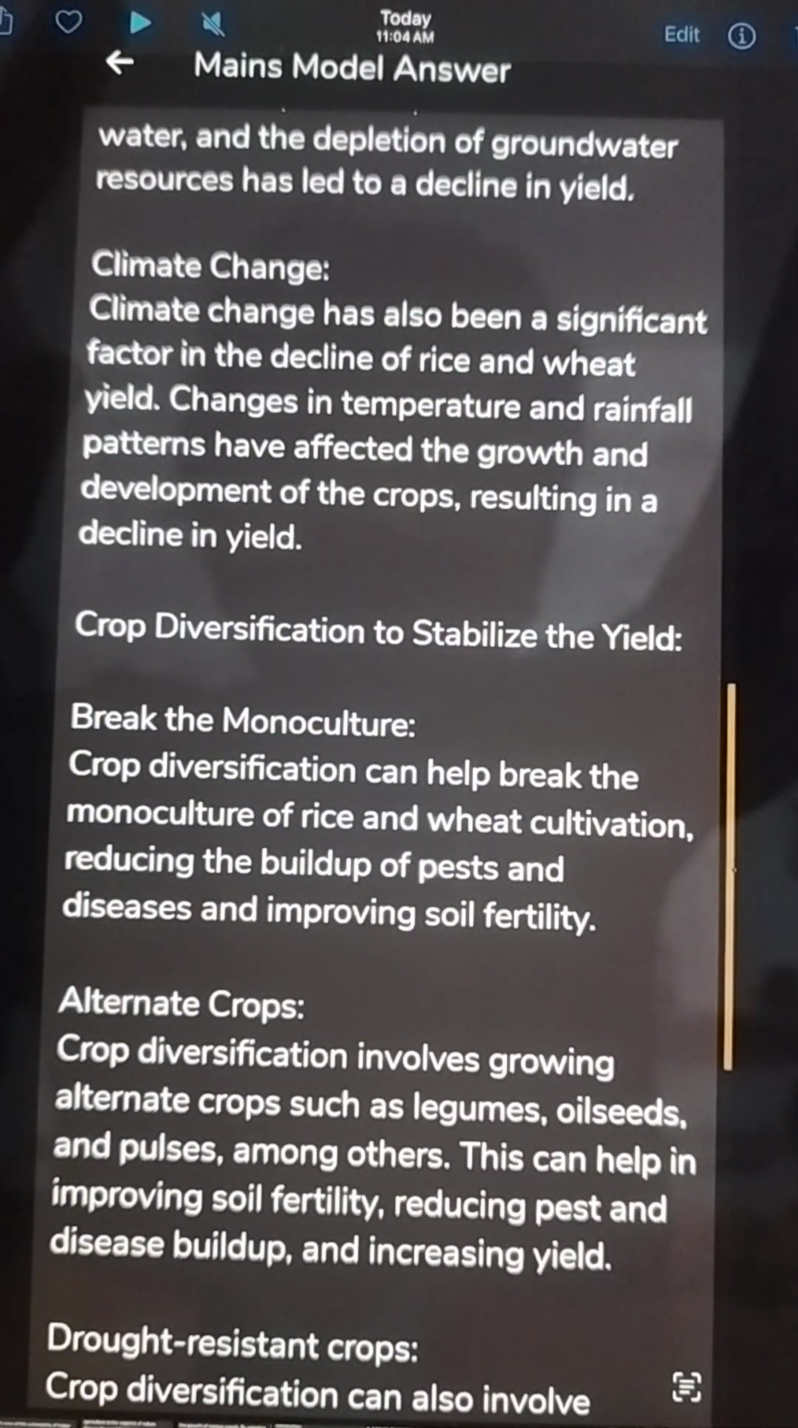Then crop diversification to stabilize the yield. Break the monoculture. Crop diversification can help break the monoculture of rice and wheat cultivation, reducing the buildup of pest and disease and improving the soil fertility. Then alternate crops. Crop diversification involves growing alternate crops such as legumes, oilseeds, and pulses, among others. This can help in improving the soil fertility, reducing pest and disease buildup, and increasing the yield.